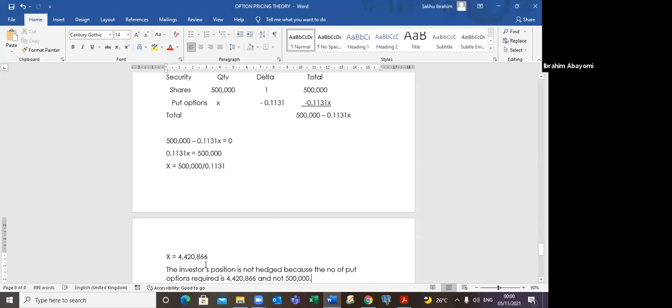Now, because this figure is positive, the investor is going to buy. If it is negative, you say it will sell. And I've told you, whenever you are buying, you are taking a long position. Whenever you are selling, you are taking a short position. Good.